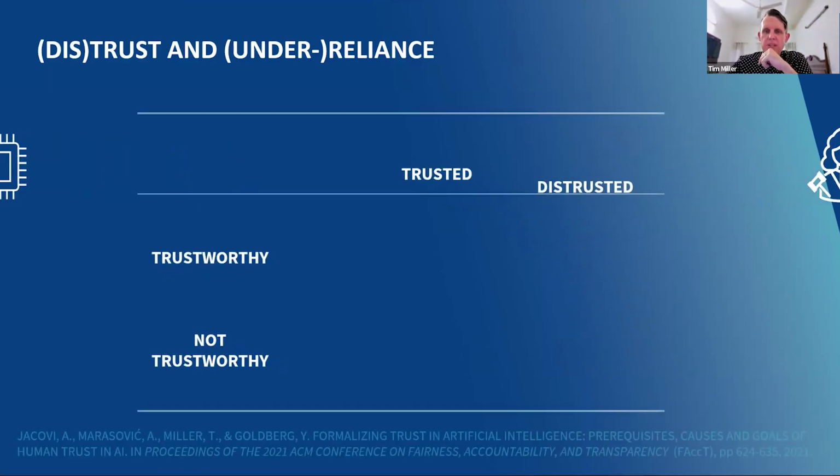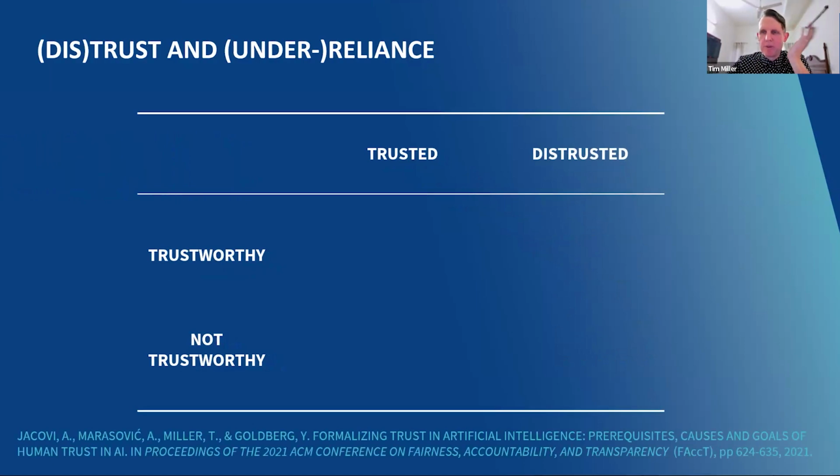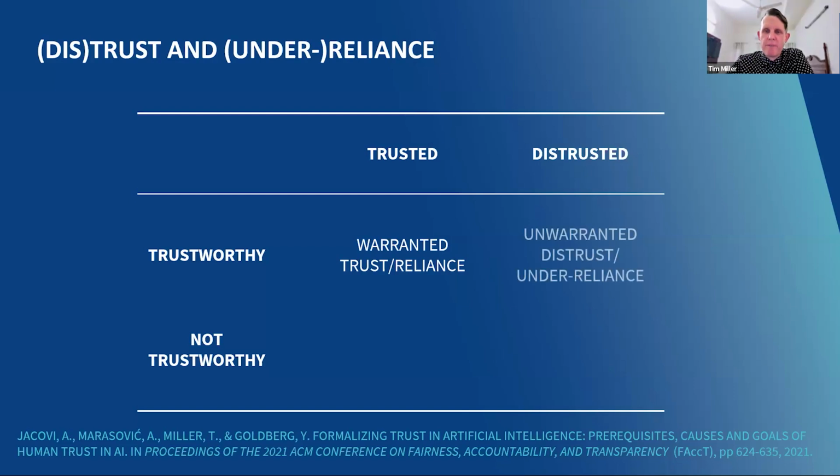And if we put these two things into a matrix, we get this model of trust that some colleagues and I came up with a few years ago. It says, well, if a tool is trustworthy and you trust it for that reason, this is warranted trust, or you rely on it and it's warranted reliance. On the other hand, if it's trustworthy and you distrust it, that's unwarranted distrust.